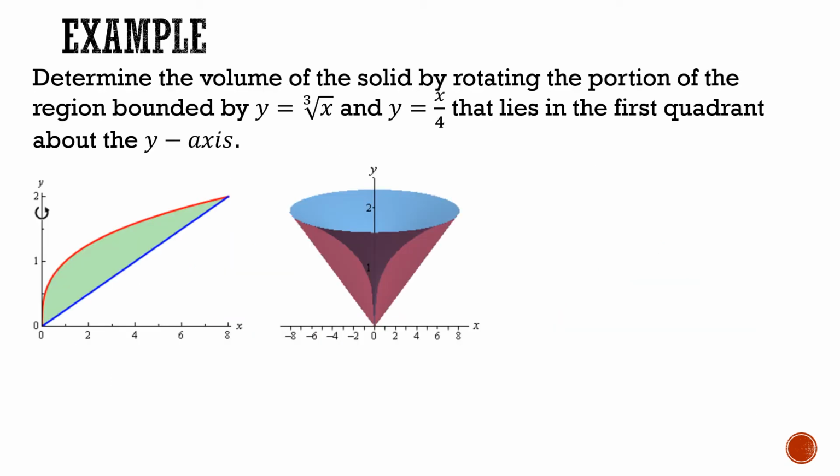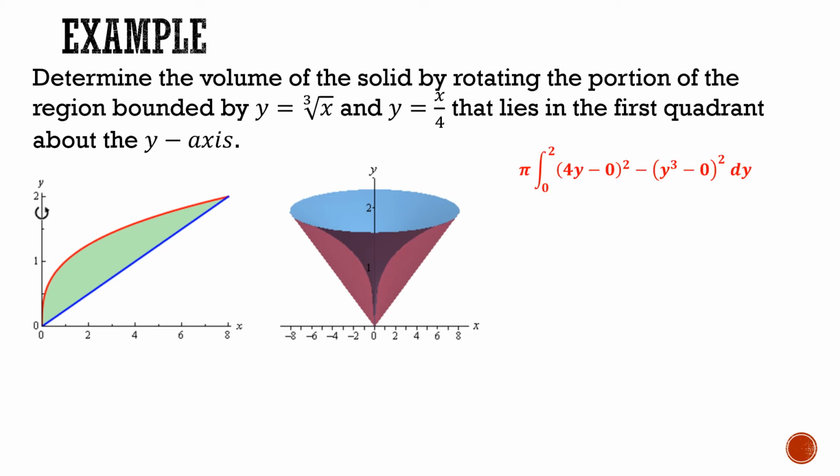All right, so for our first example, it says determine the volume of the solid by rotating the portion of the region bounded by the cube root of x and y equals x over 4 that lies in the first quadrant about the y-axis. So I graph my two regions. The red line that you see is the cube root of x, and then the blue line is the line x over 4. And I'm going around the y-axis, so again, I know everything has to be in terms of y. Now, when I rotate this, which you can see in my second picture, I'm getting a funnel type shape, so I have a hole in my figure. In other words, it's not just solid, it's not touching the actual axis that it's rotating around.